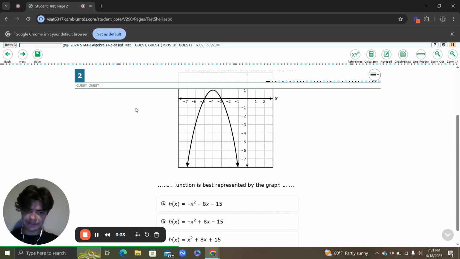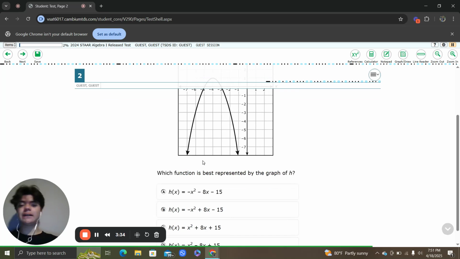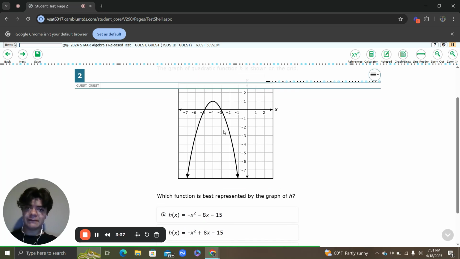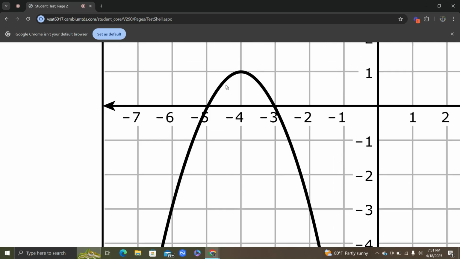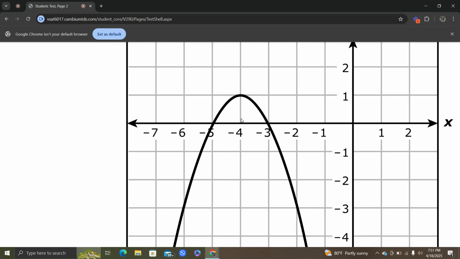I'm so sorry. So this one, you're looking for the function, right? So this is a parabola. And we can see, where does it cross? It crosses the x-intercepts, -5 and -3. And then the vertex is -4, 1.